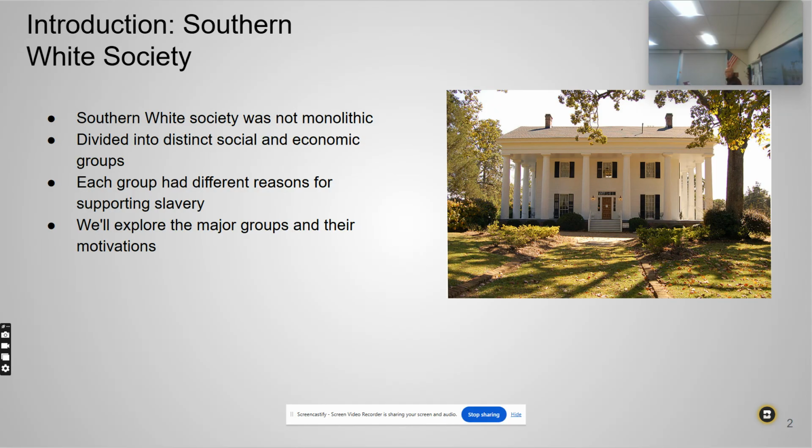Southern whites were not all one class of people that were all considered equal. All Southern whites were not rich. All Southern whites were not slaveholders. There were varying degrees. But what did they hold in common? What was monolithic, Ava, among Southern whites? Despite the fact that there were different classes of white Southerners, what was a united belief that all whites had?